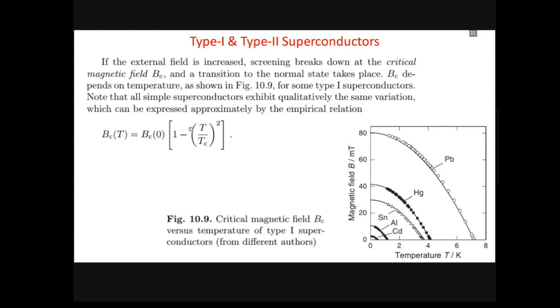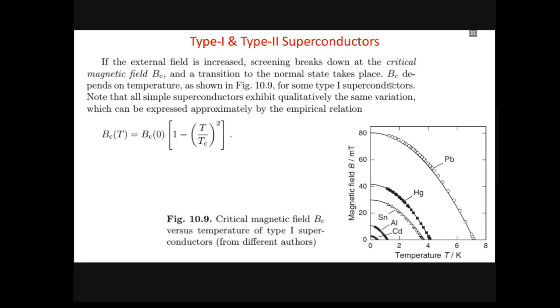So how are the magnetic field and the temperature related to the critical field? We have taken this equation from a different group for the explanation. If the external field is increased, the screening breaks down at the critical magnetic field called the BC. At a certain critical field, the superconducting state will no more exist. It will transform into the normal state. Transition to the normal state takes place at the critical field.